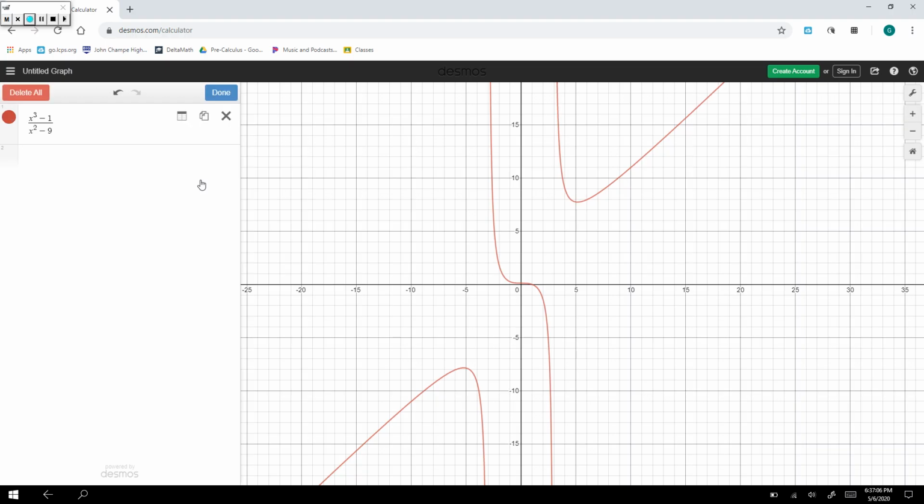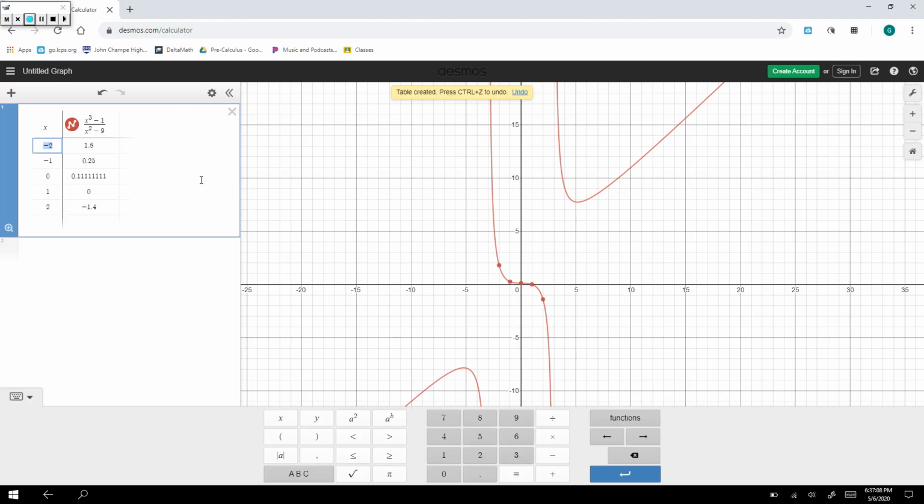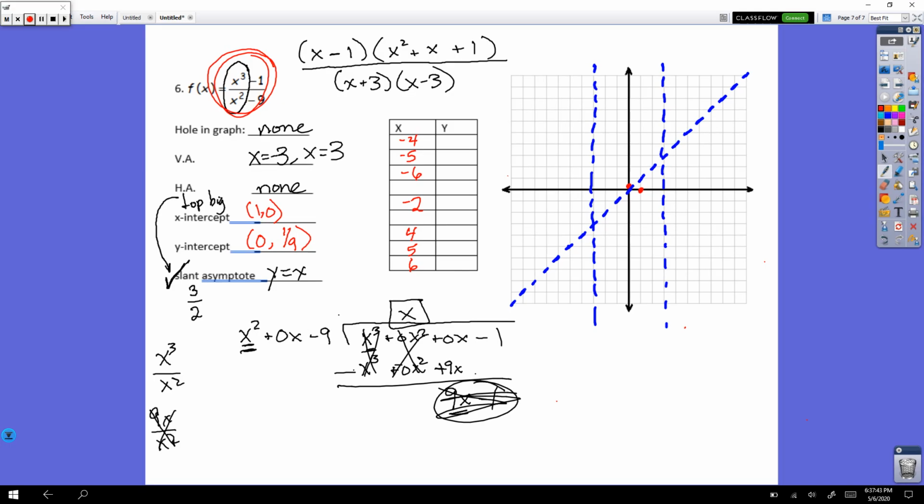So if you hit the gear and pull up the table, so we want -4, -5, -6. We want -2, and then we want 4, 5, and 6. Alright, so there's all of our numbers there. Again, we're going to round to 2 decimal places, give or take. So let's go back to our table here.